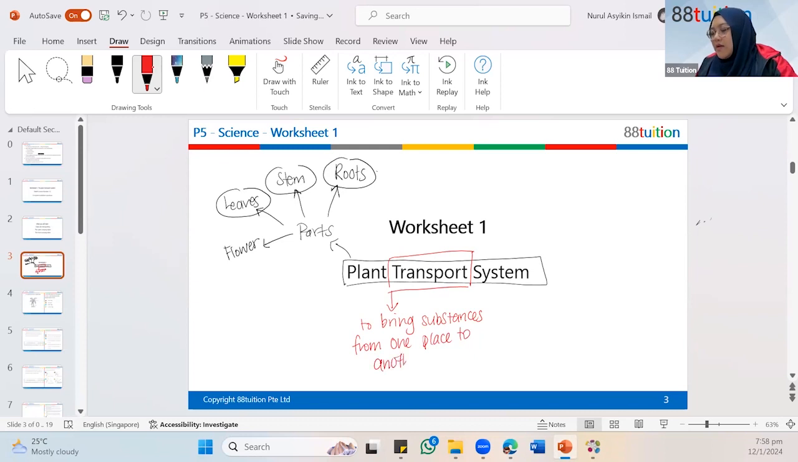Like in plants, they do need to transport substances from one place to another, or transport materials from one place to another. So what materials are we going to look at? For plants, we are mostly going to look at water, minerals, as well as food. 3 things. To transport all these 3 substances, we need to have a very good, very specific, efficient transport system.